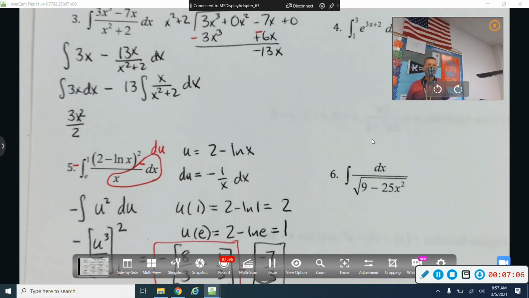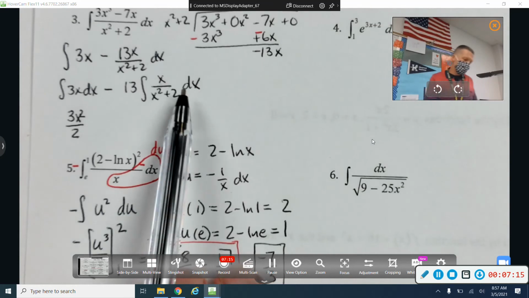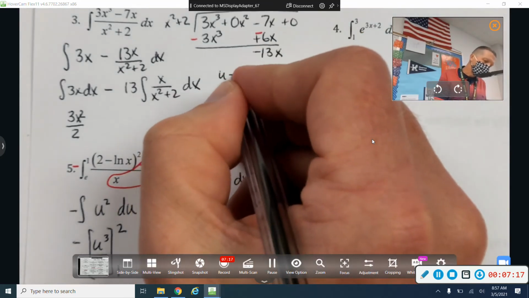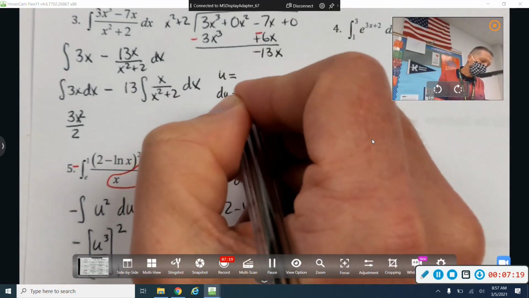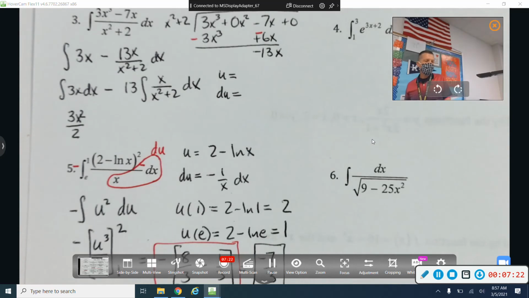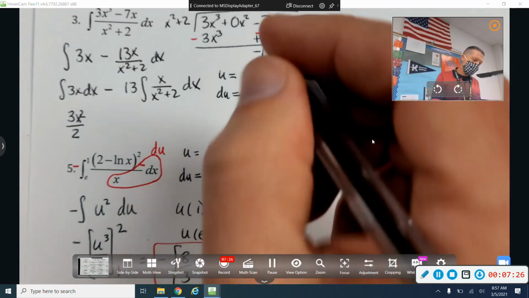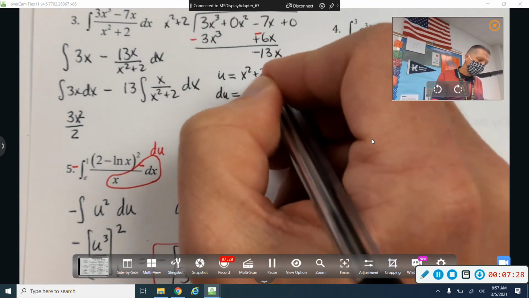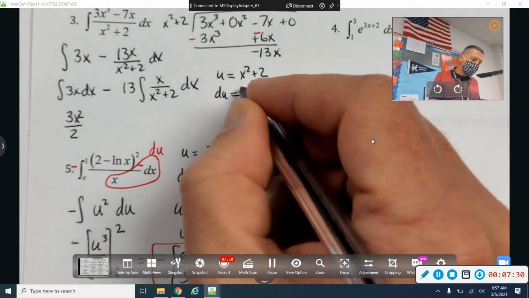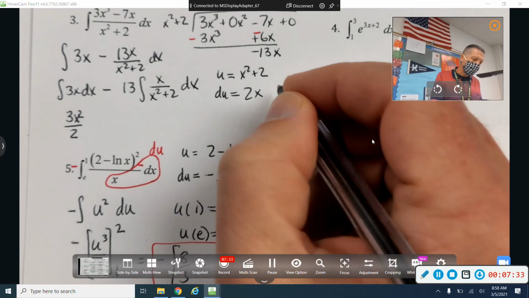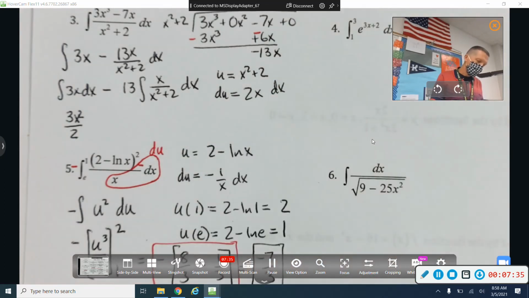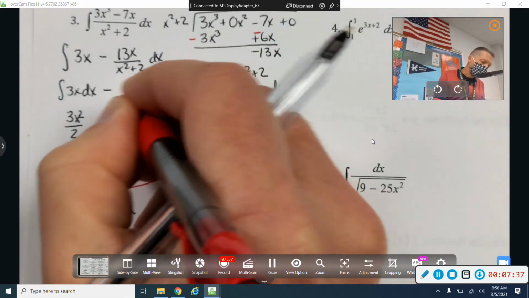That second one, though, it looks a little bit like inverse tangent, because it's got x squared plus a squared in the bottom. But it has an x in the top. So what do you think we should let u be so that du shows up? The bottom. X squared plus 2. Because then du is the top. So that'll account for that 2x up there. Well, for the x up there, and then I can make it a 2.